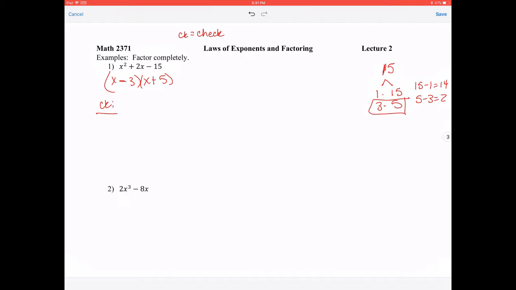To check these, like I said, I'm going to use distributive property twice. So I have (x minus 3) times (x plus 5). So that's (x minus 3) times x plus (x minus 3) times 5. So that's x squared minus 3x plus 5x minus 15. So that's x squared plus 2x minus 15. Now I realize that all of you have heard of FOIL. F-O-I-L. First, outer, inner, last.